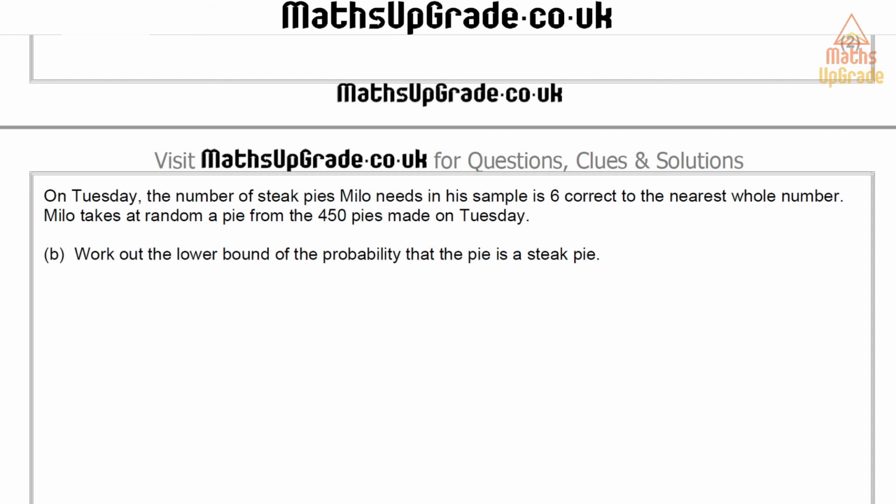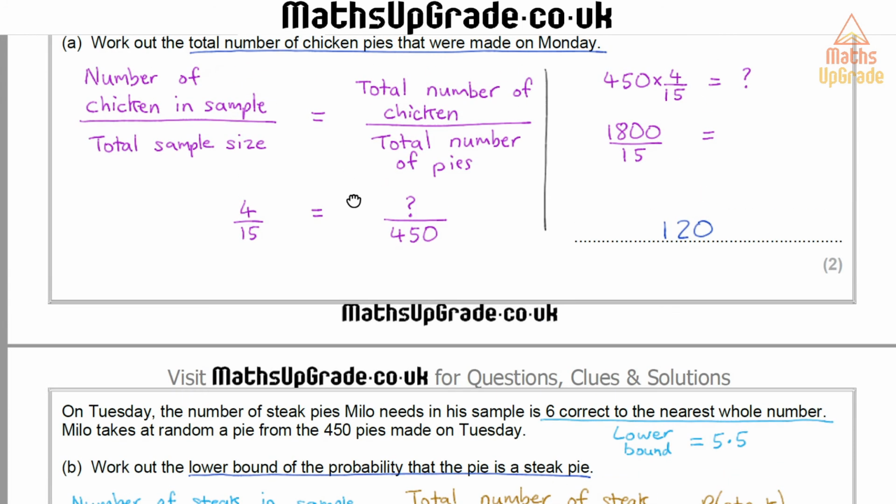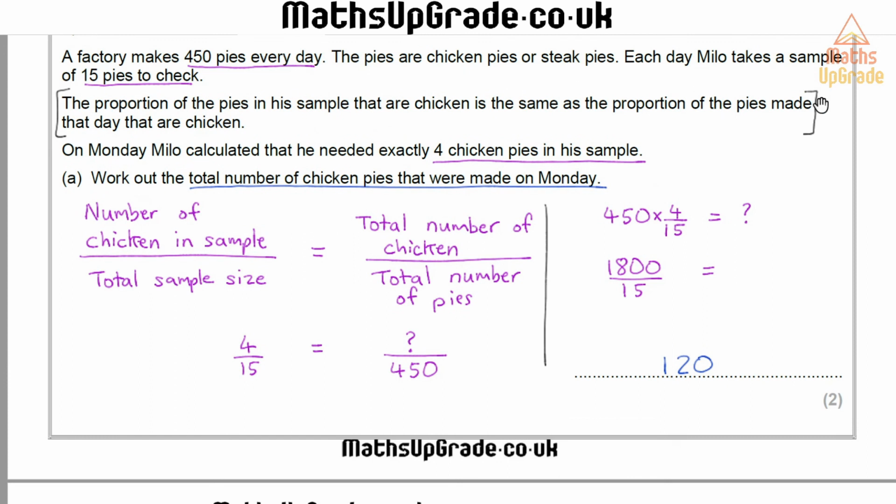So this question involves bounds. If you're not sure about bounds, be sure to check out a video on that topic, which is on this channel. If you think back to part A, I had the number of chicken pies in the sample divided by the total sample size is equal to the total number of chicken divided by the total number of pies. That comes from this statement here.